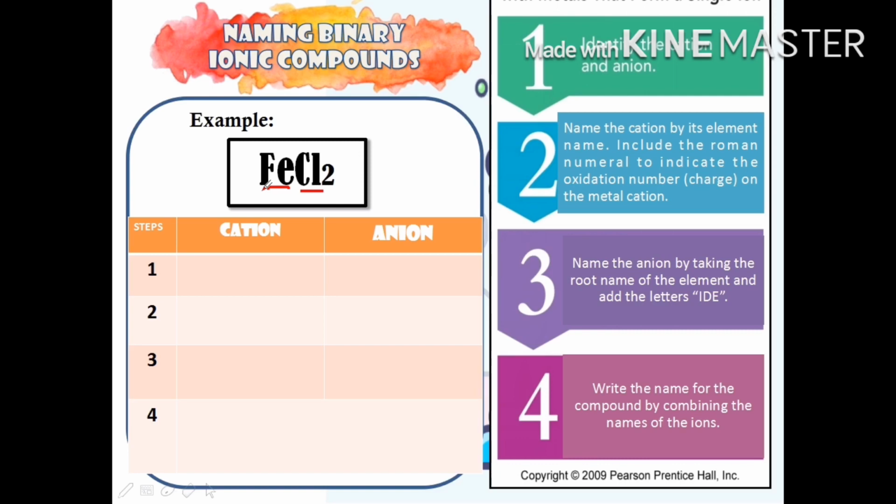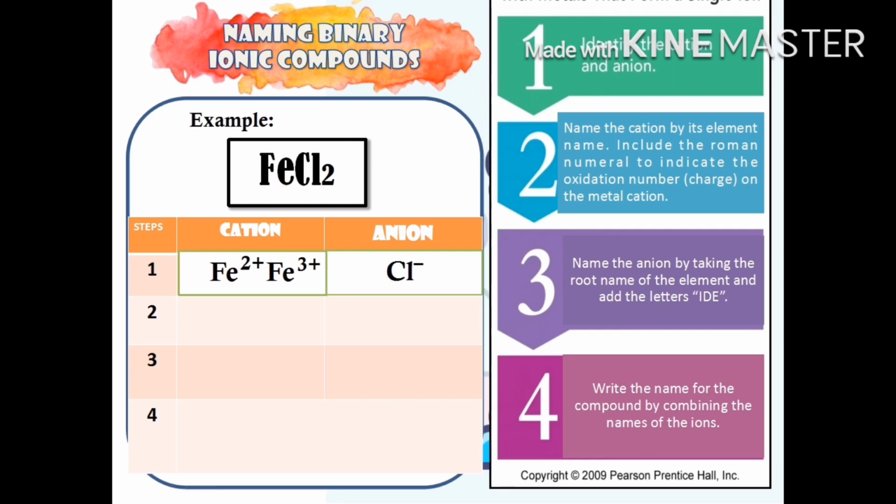This means that Fe is our cation and Cl is our anion. And Fe is a transition metal that forms two different ions, Fe with a 2 plus charge and Fe with a 3 plus charge. And Cl is our nonmetal anion which has a 1 minus charge. Later, we'll find out which of these ions of Fe is present in this compound, FeCl2.